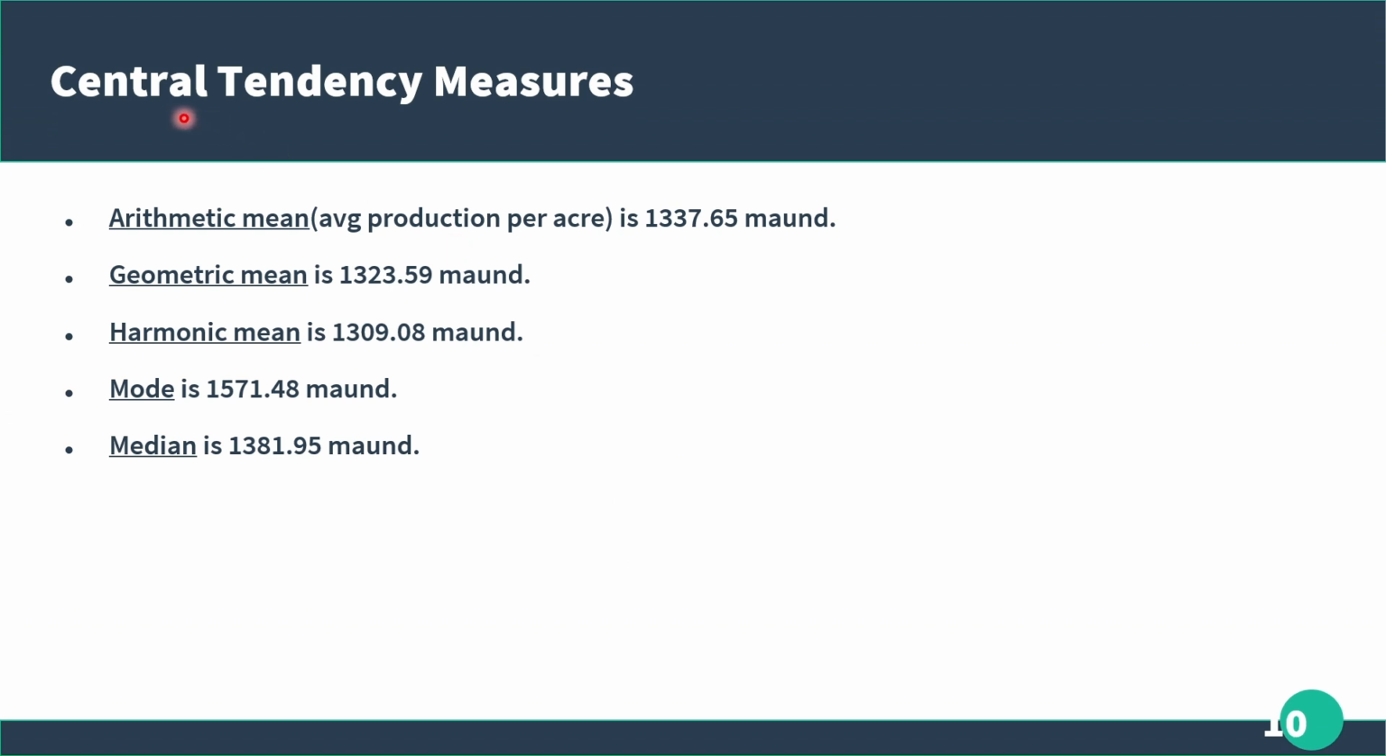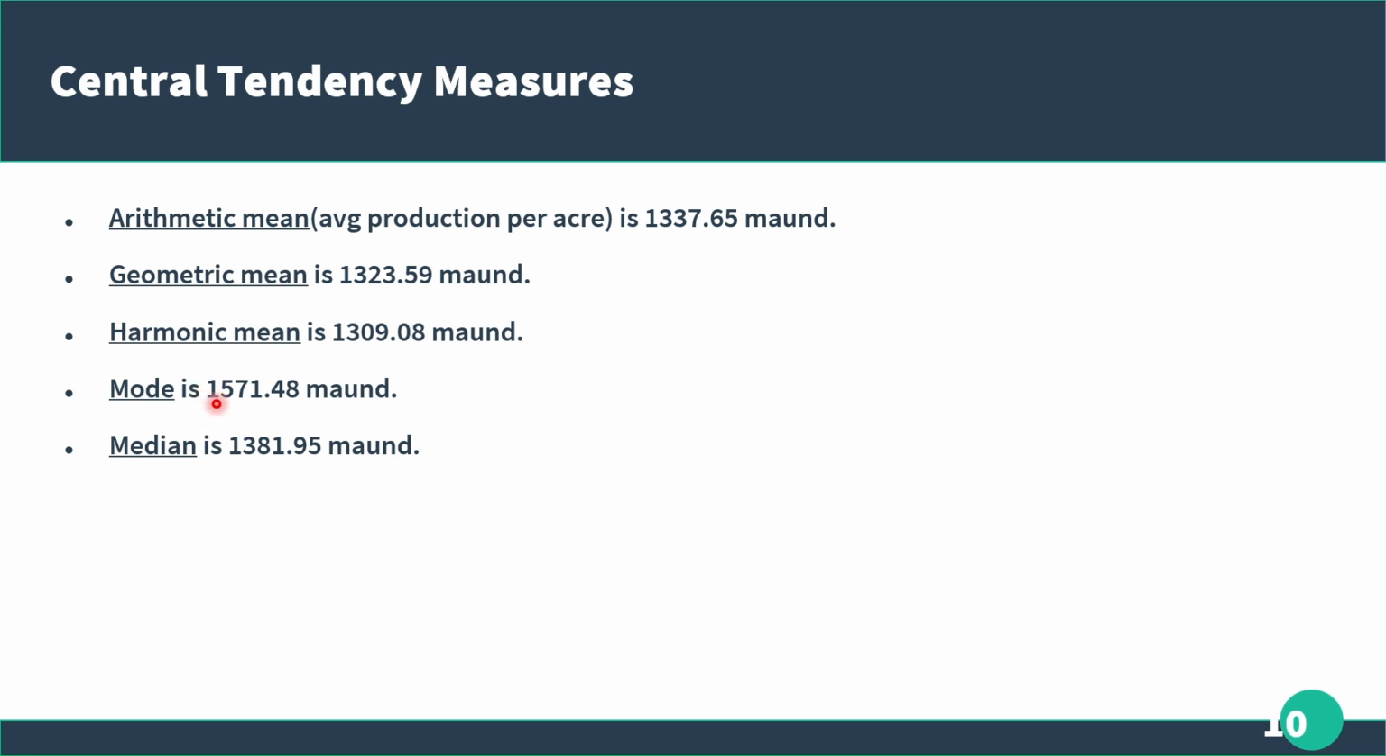Now moving toward the central tendency measures. In central tendency measures we have arithmetic mean, geometric mean, harmonic mean, mode, and the median. Arithmetic mean is basically the average production of sugarcane in an acre, which is 1337.65 maunds. Geometric mean is 1323.59 maunds and the harmonic mean is 1309.08 maunds.